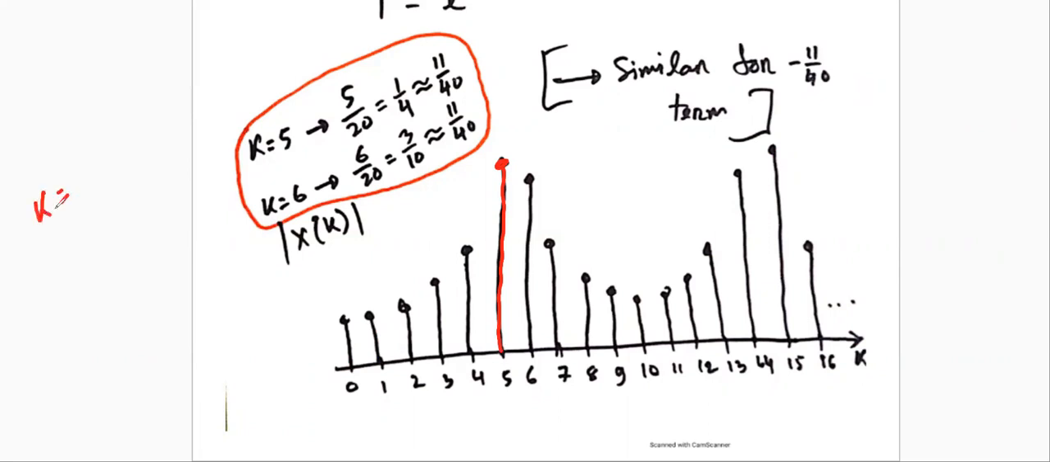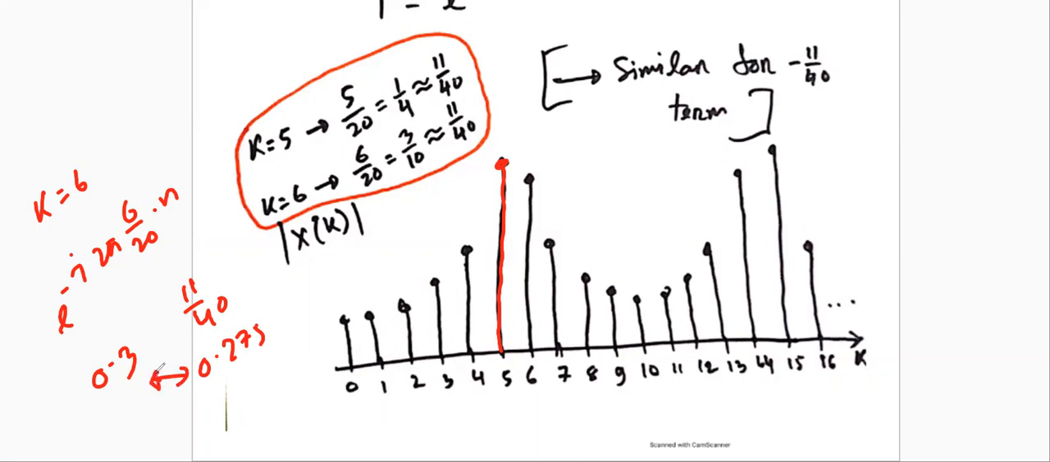Whenever we are taking k equals 6, what happens? The e to the power minus j twice pi 6 by 20 into n. 6 divided by 20 gives 0.3. And as we already found, 11 by 40 gives 0.275, something like that. So they also have a very close match, and that's why we are getting a higher value there. Whenever you have k equals 7, definitely the matching will be reduced. The frequency matching will be reduced, and that's why you are not getting any value.